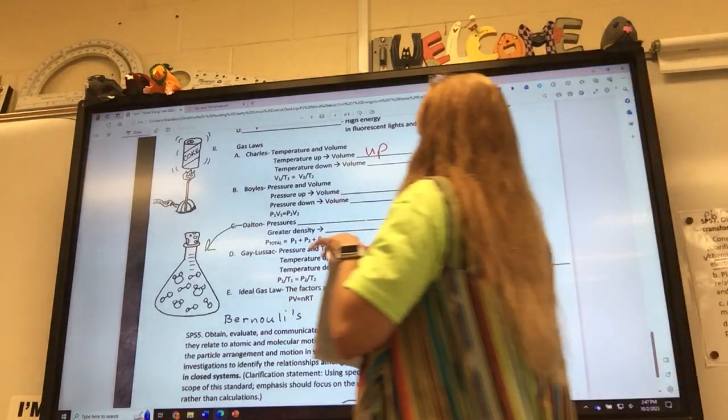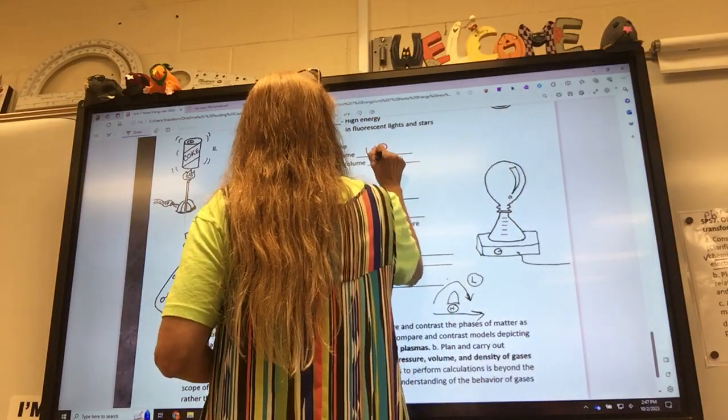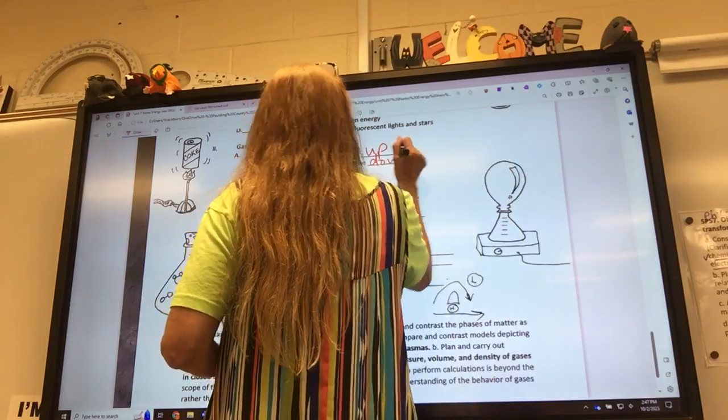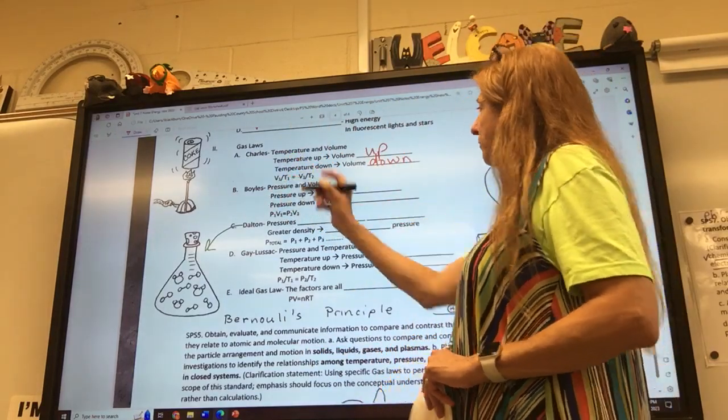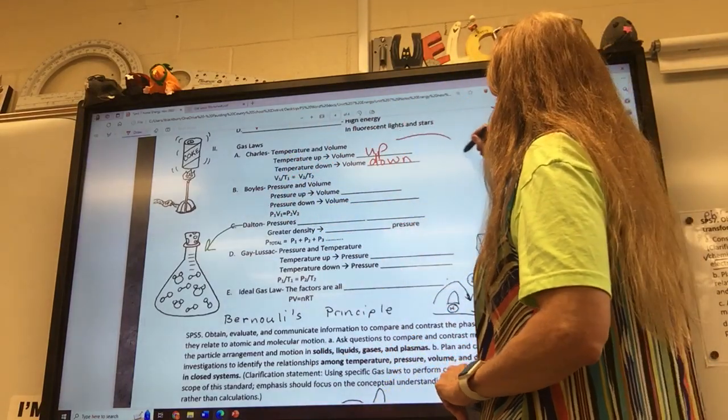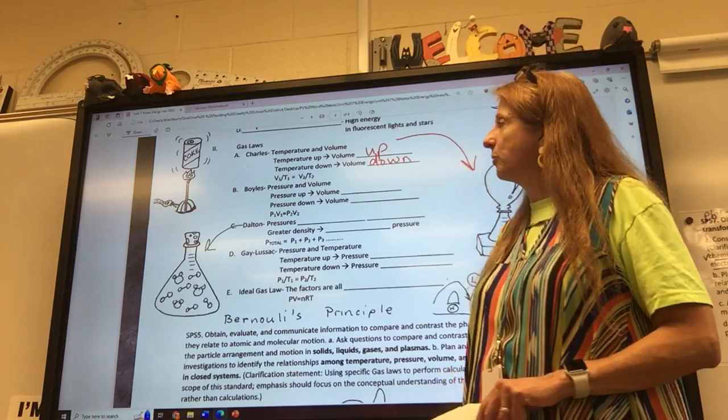So if the temperature goes down, the volume goes down. And there's a mathematical equation that the volume over the temperature equals the volume over the temperature. So that is Charles's law.